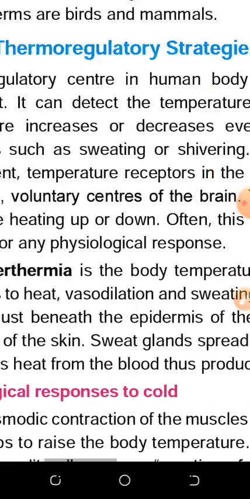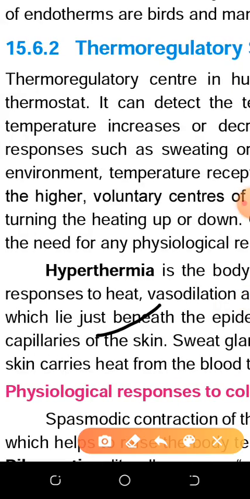I will tell you one term which is very important, students. Hyperthermia. When your body temperature is raised above the normal level, this is called hyperthermia. This is the same information I told you in the last session. Hyperthermia. When temperature increases, what will happen? Just think.